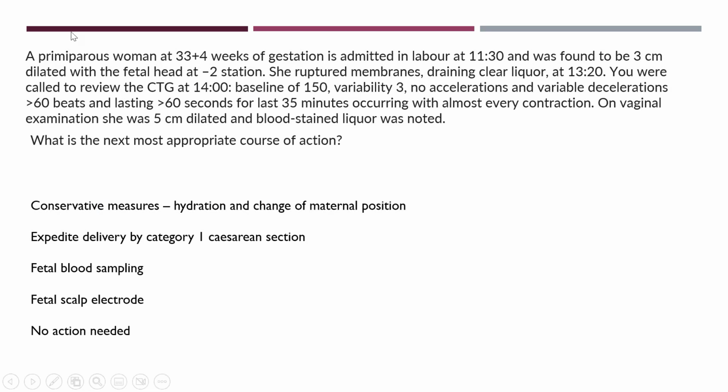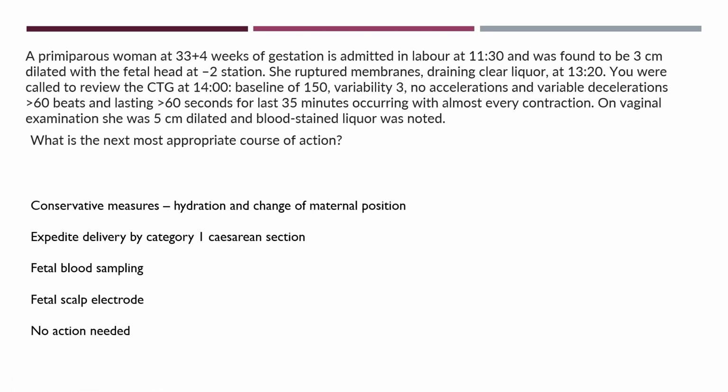The next question is, a primiparous woman, 33 plus 4 weeks of gestation, is admitted in labor at 11:30 and was found to be 3 centimeters dilated. Fetal head is at -3 station, ruptured membranes, draining liquor at 13:20. That's about 2 hours later. And we were called to review the CTG at 14:00. So 11, 12, 13, 14, that means just 3.5 hours later.